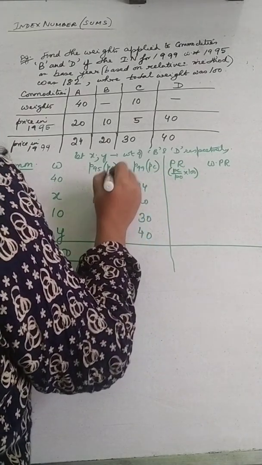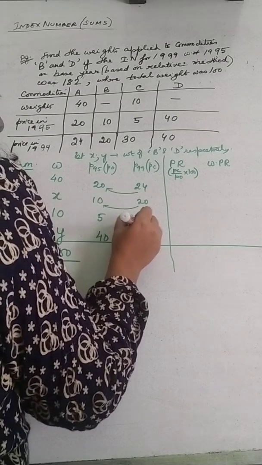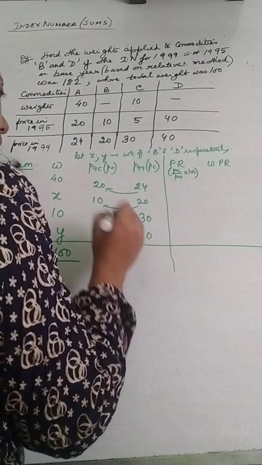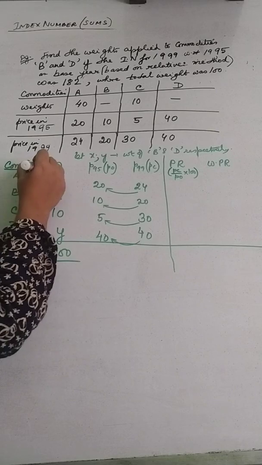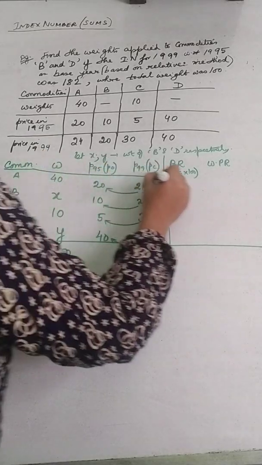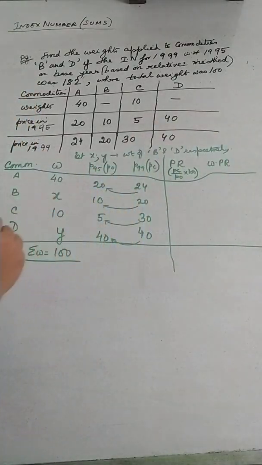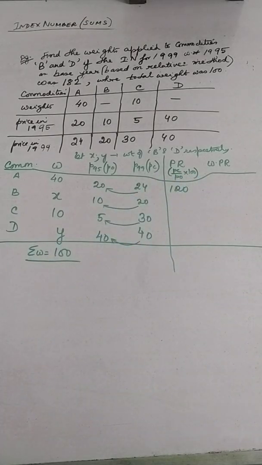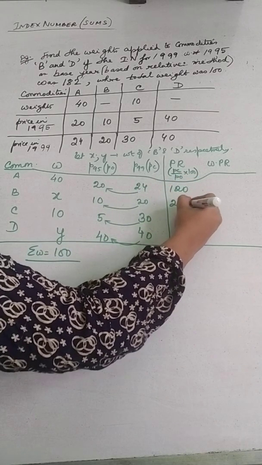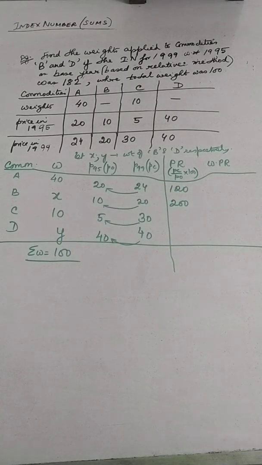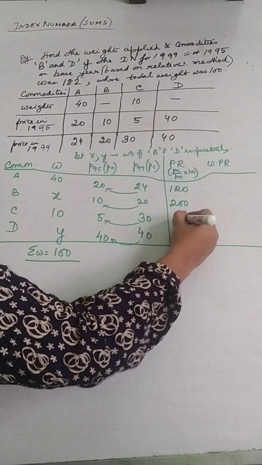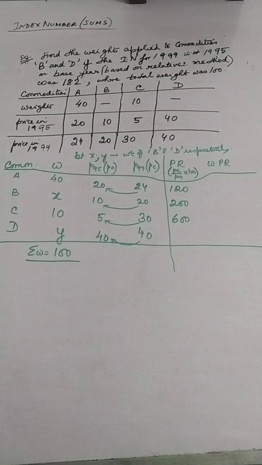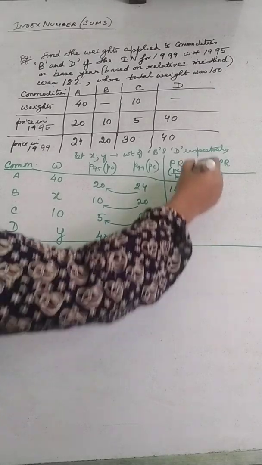And PRs, what are they? Between this and this, isn't it? I'll mark it like this. So it's 24. Mind you, this part is the heading part, you don't overlap. So it's 24 by 20 into 100. That gives you 120. 20 by 10 into 100 gives you 200. 30 by 5 into 100 is your 600. 40 by 40 into 100 is your 100 itself.